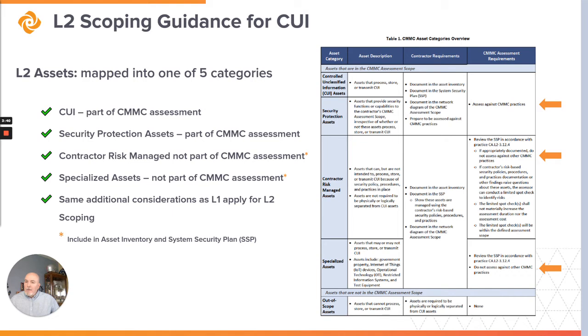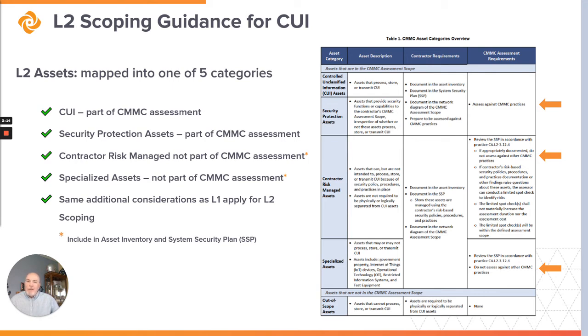Primarily, assets are based upon controlled and classified information. These are assets that store, process, or transmit CUI. They're part of your scope, they're part of your assessment, and must conform to CMMC practices for Level 2. The same thing can be said for security protection assets. These are the things that provide security to your authorization boundary or your scoped assets. Things could be like firewalls, SIEMs, etc.